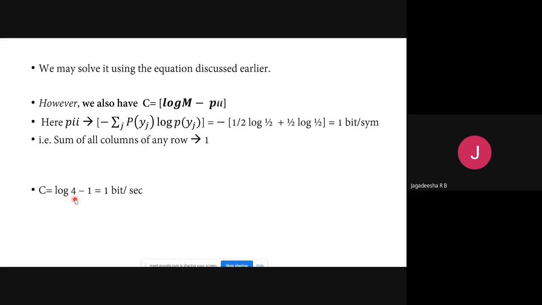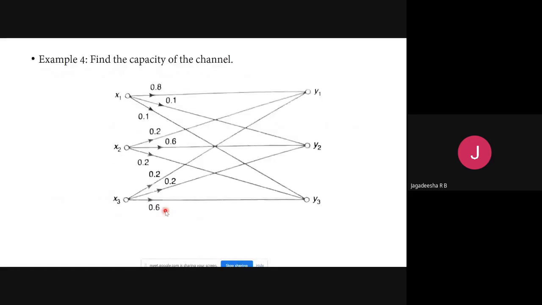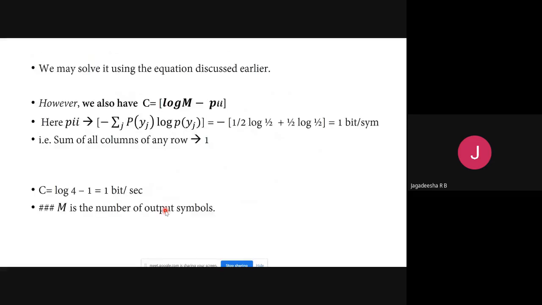So 2 minus 1 is 1 bit per second. So this is the channel capacity for a symmetric channel. Or in general, when we have a symmetric channel, the channel capacity can be found using this equation. So this is a much easier, simpler equation than finding the inverse and doing all those calculations. Okay, so M is the number of output symbols. So that is how we find the channel capacity for a symmetric channel.